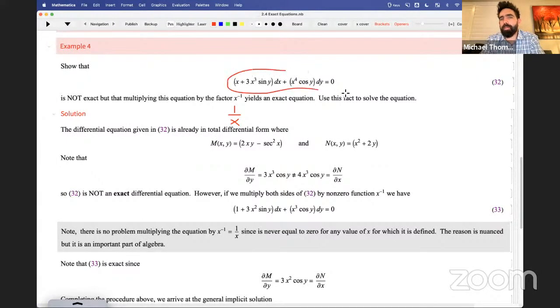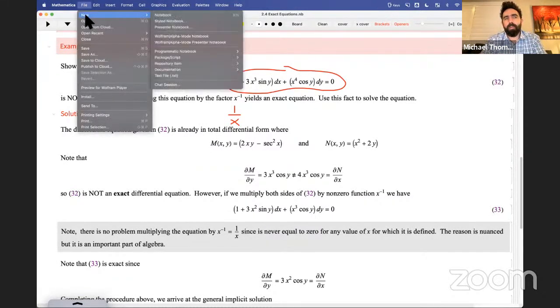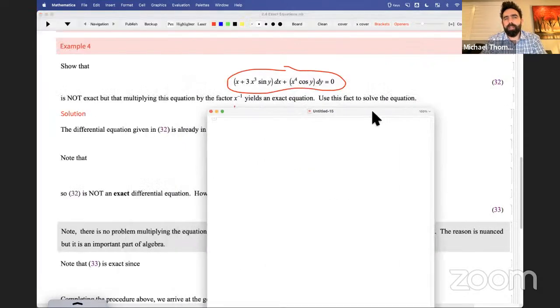All right. That's completely legal. You can do that whenever you want. Look, here's an example. Here's a very simple equation.